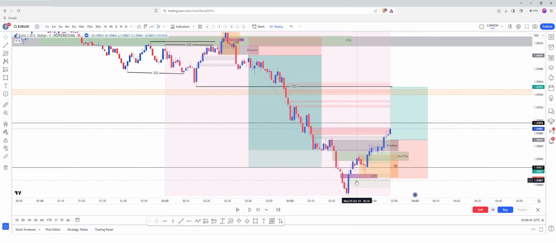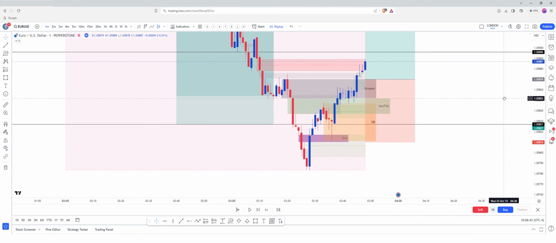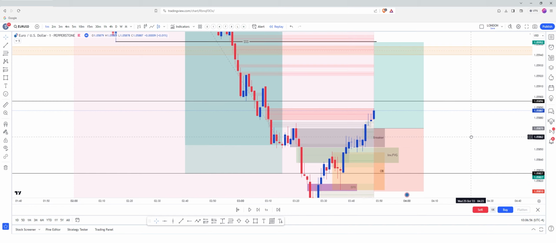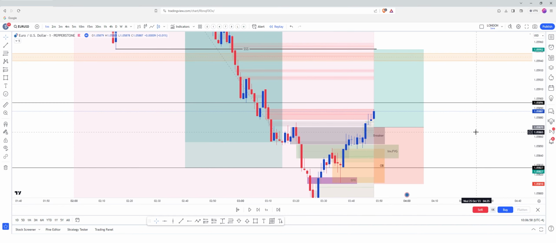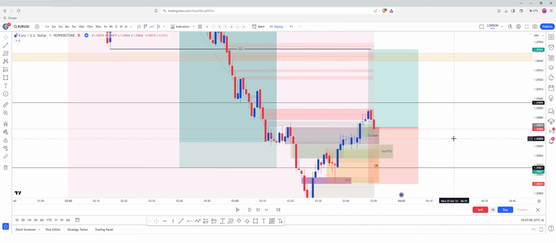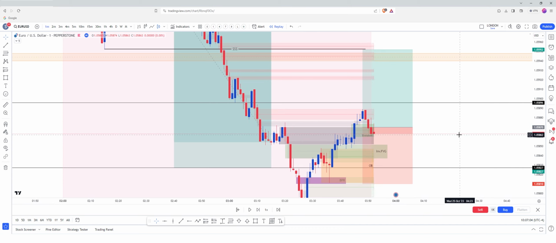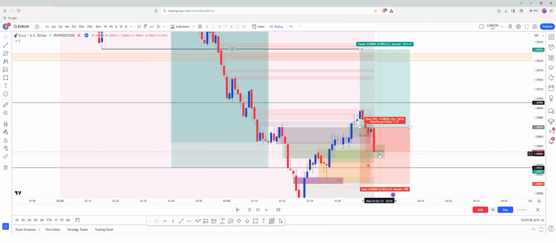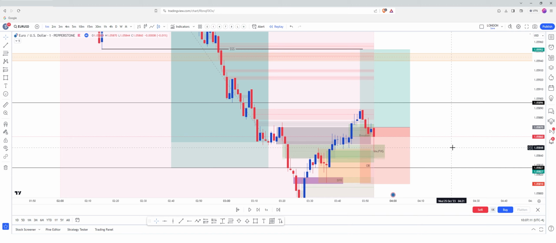Accumulation, manipulation. Let's zoom in. Accumulation here from 3:30, manipulation down into the balanced price range, and then distribution away. So there was an entry there, but we didn't have the breaker structure. It's not the model that I'm looking for. Let's see how this tags in. So we get tagged in, really nice. Breaker block holds, inversion fair value gap now, so you can see that reaction, 50% of the breaker block is holding.